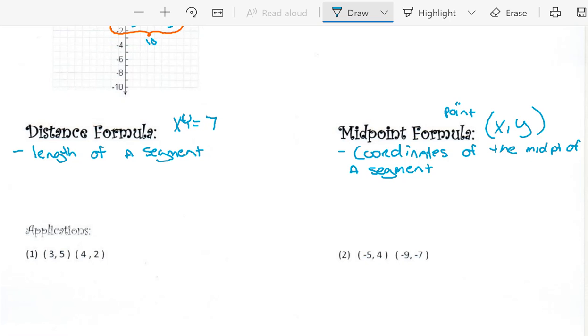So it could be 7 units, 3.2 units, whatever it is. But it's going to be a measurement. So this one's going to be, again, a point. This one is going to be a measurement. And why is it called the distance? It's because it's telling you the distance between the two endpoints.